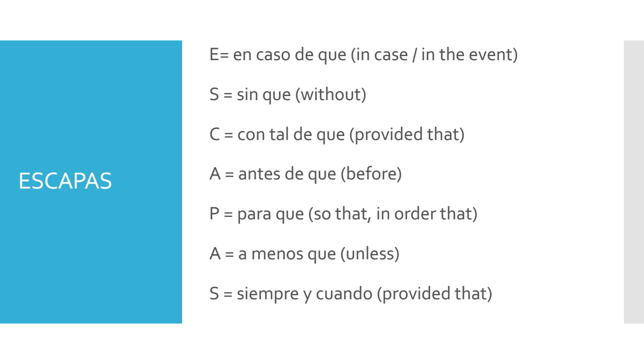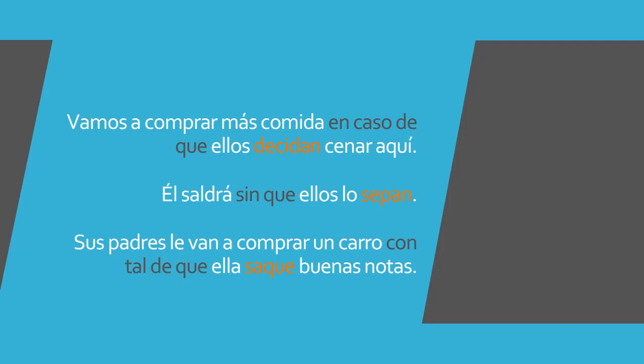So let's look at some examples for each of these. All right, so let me just point out a couple things that you need to know as we look at these examples. So you're going to see that the conjunctions are all highlighted in black, and the subjunctive verb is highlighted in orange, all right, which always comes after the conjunction.